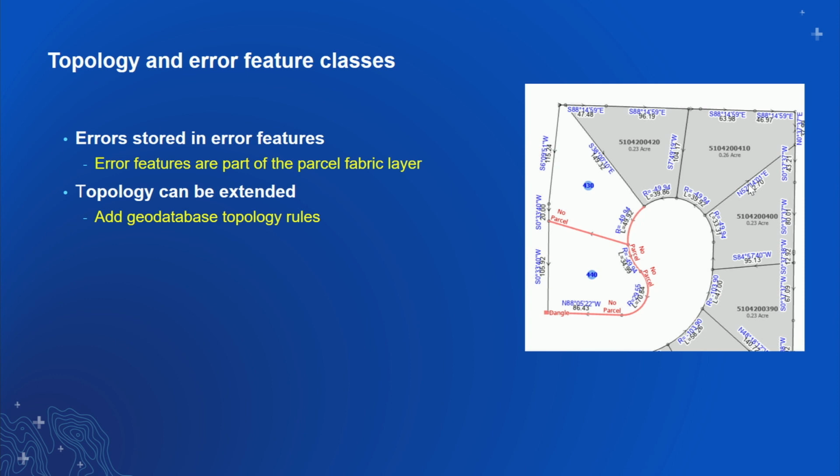Topology and error features. Just a quick look to show you how topology will work. In the graphic on the right, I've added some parcel traverse lines, and if I validate as I go, the validate will say these lines do not have a parcel. So that's some of our built-in quality management. You can build in additional rules. We also have a dangle that shows there may be some data entry error.